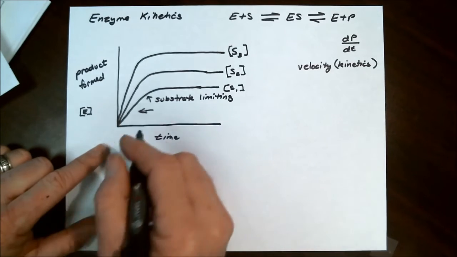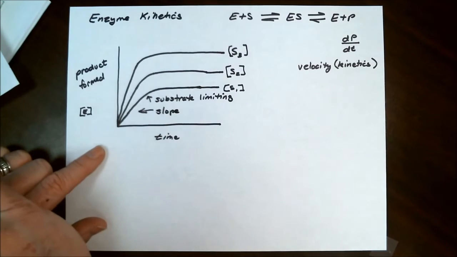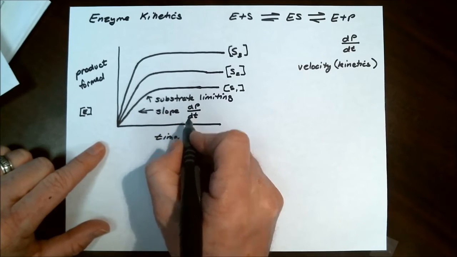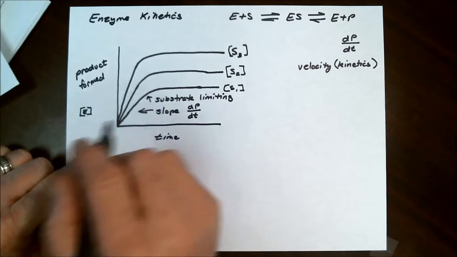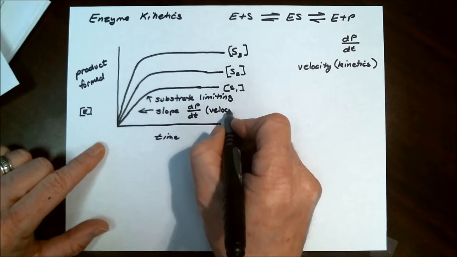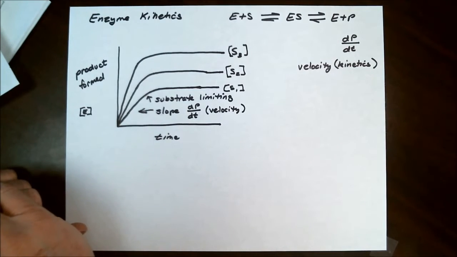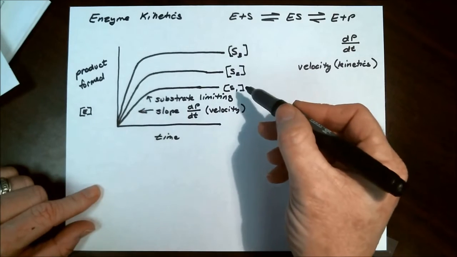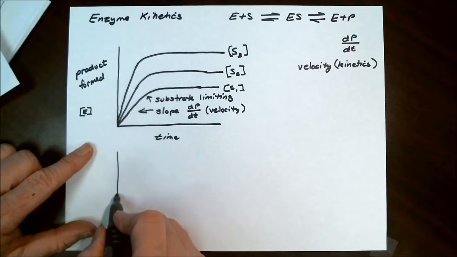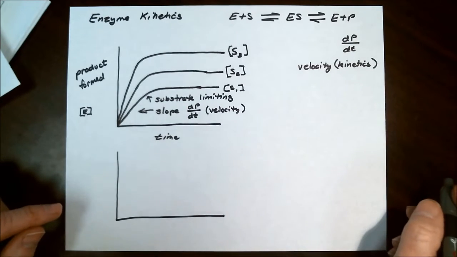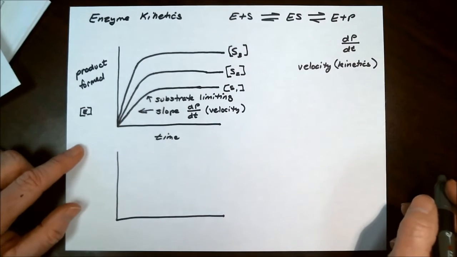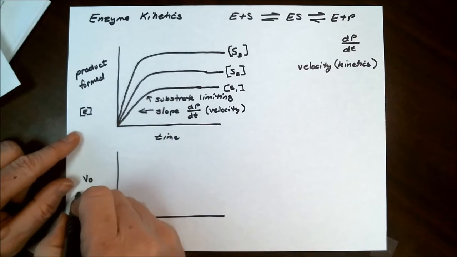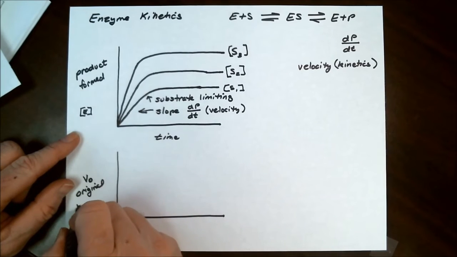So what we're going to be interested in is the slope. And the slope, again, is change in product over change in time. And this will equal the velocity of the reaction. Now notice we can calculate the slope for each one of the substrate concentrations that we did in these 3 separate experiments. Once we have this, and typically we use more than 3 substrate concentrations, typically we want to use at least 6 to 8 different substrate concentrations, we can determine velocity. We're going to call this V0, for original velocity.